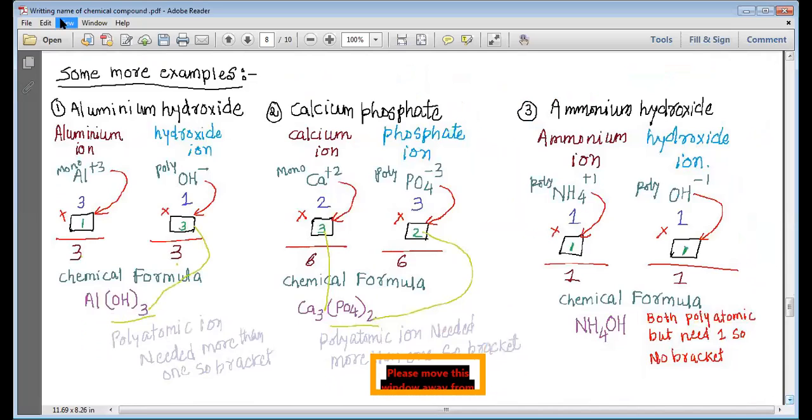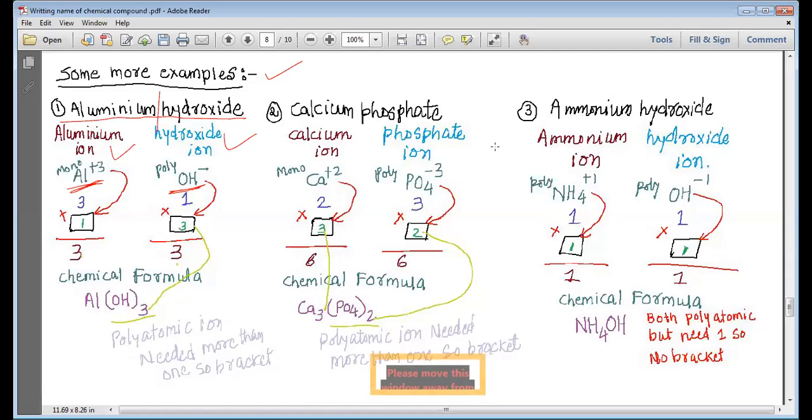Now let us understand some more examples so that you can understand it better. The first example, we write it for aluminum hydroxide. So you have two ions, aluminum ion and hydroxide ion. Aluminum ion symbol is Al plus 3 and hydroxide ion symbol is OH minus.